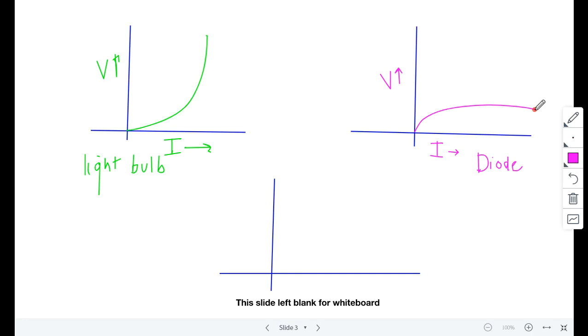Okay, so the diode is kind of following it, but still not in the way that it's supposed to. The potential difference or voltage is not increasing as much. It is, but only a very small amount of voltage increases as current increases. Current keeps on increasing, but voltage is not increasing by the amount it should, as happens with light bulbs and all of the other devices.